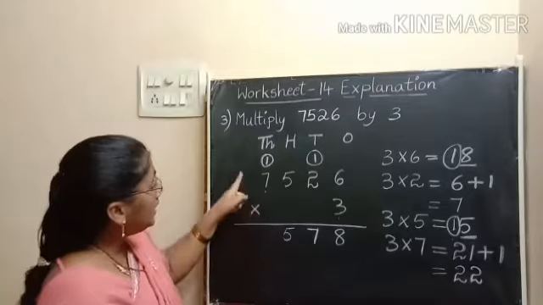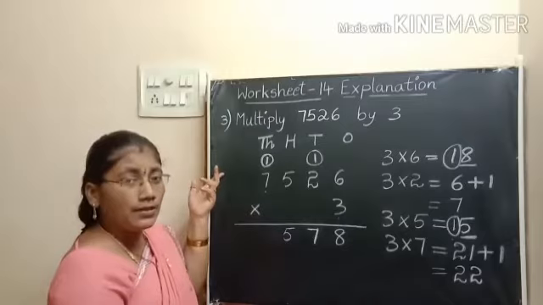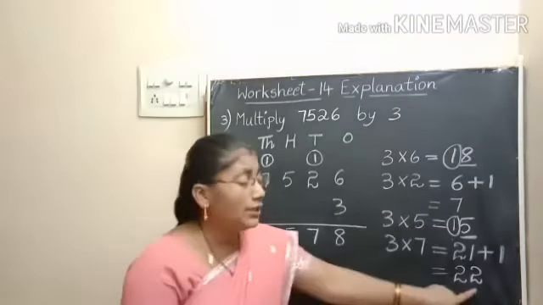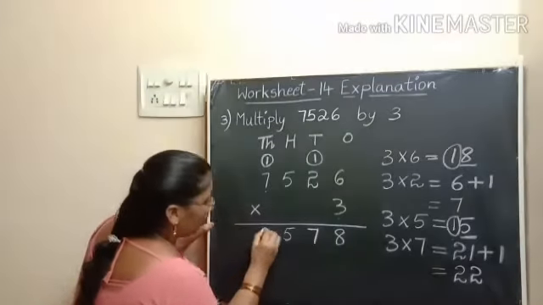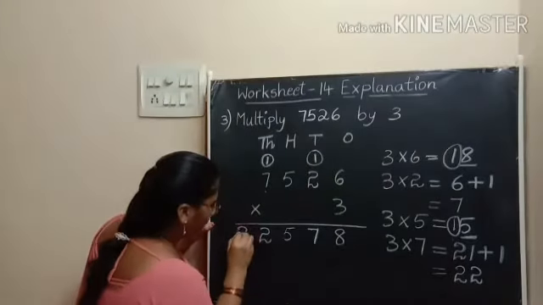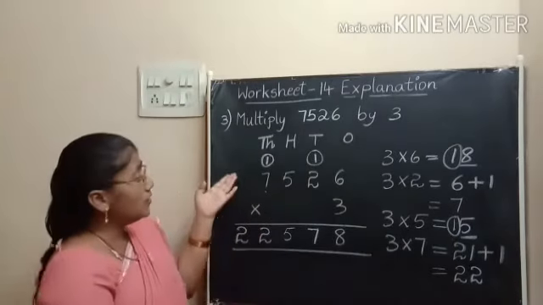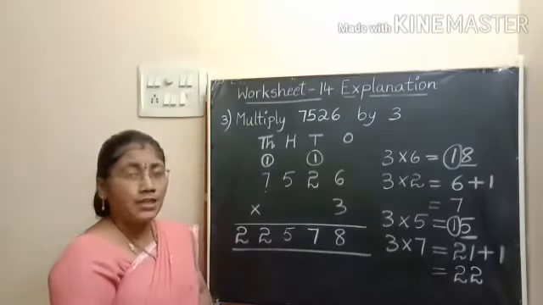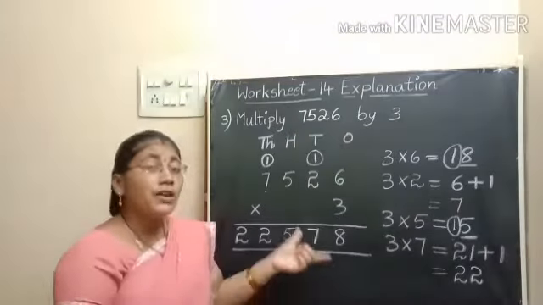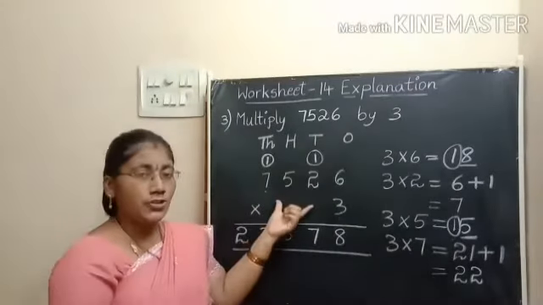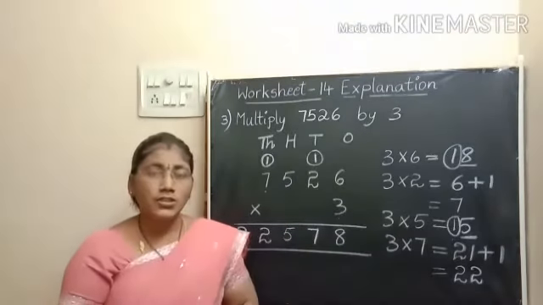But is there any other digit to multiply? There is no other digit to multiply. That's why we are writing 22 directly here as a result. Understood, children? Now we can write 22 here. There is no need to pass a carry because there is no other digit to multiply. Understood? So 22,578 is the final result of this multiplication. And this is called the product of these two numbers. Understood, children?